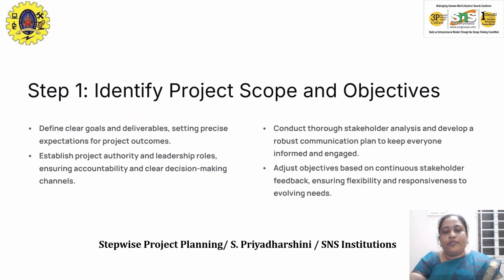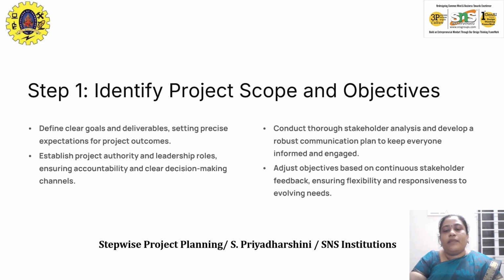Next comes step 1, that is identifying project scope and objectives. Here we are going to define goals and deliverables as per the project outcome. The first step is identifying objective measures of effectiveness. So how are we going to measure the effectiveness? Based upon the performance or through predictive measurements it can be done.